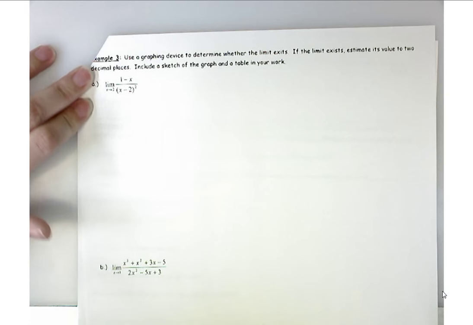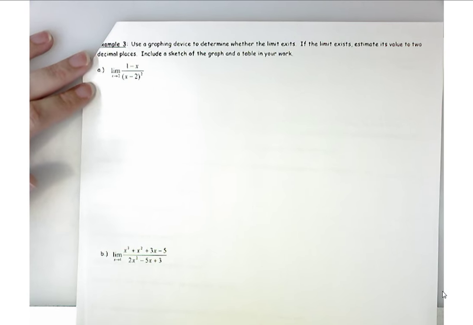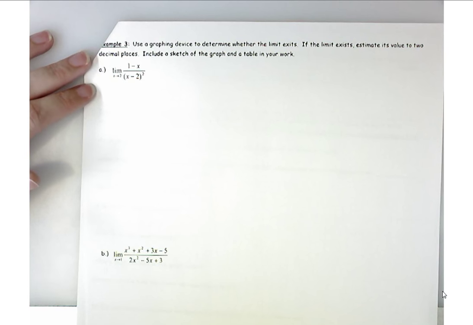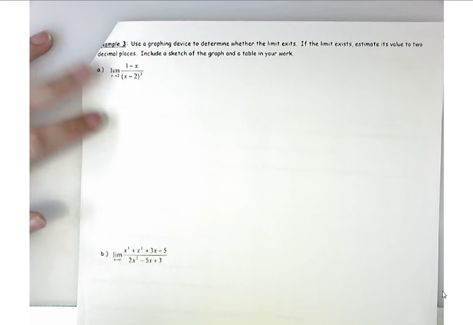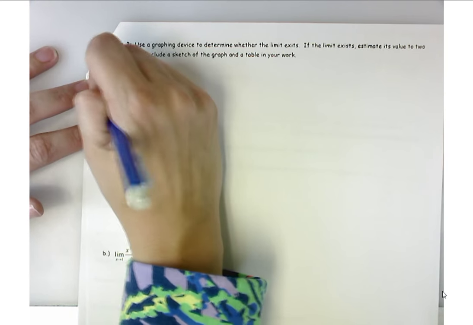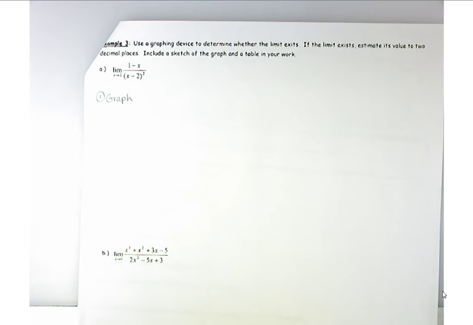So for example 3, we are going to use a graphing device to determine whether the limit exists. If it does, we're going to estimate the value to 2 decimal places, and we're going to include just a sketch of the graph and a table in our work. So let's go ahead and graph this, and then we'll draw a sketch of that. So go ahead and graph that on your graphing calculator.